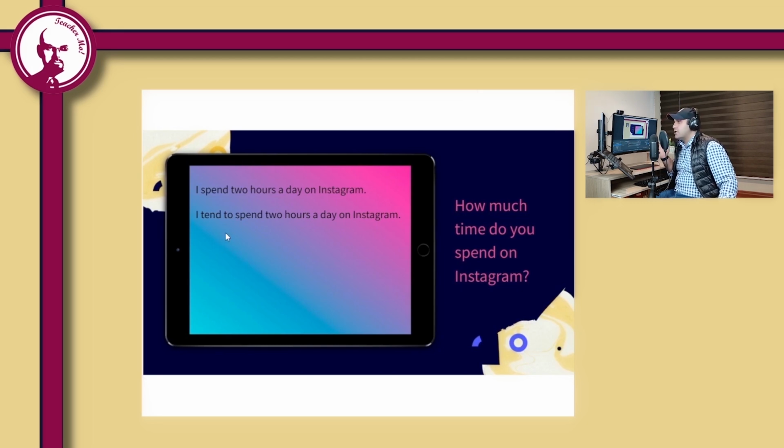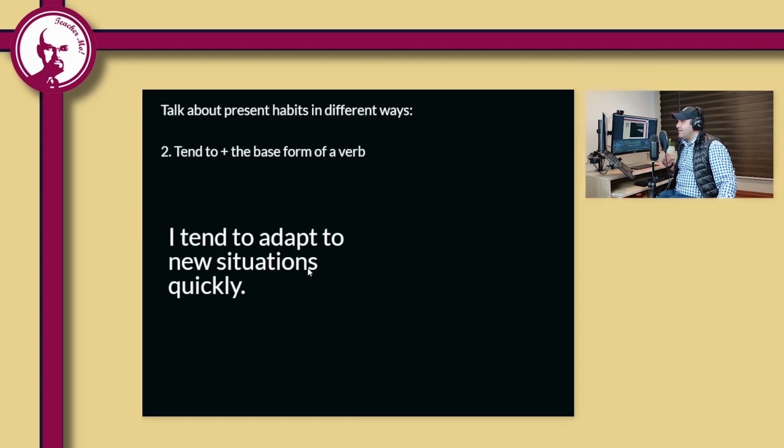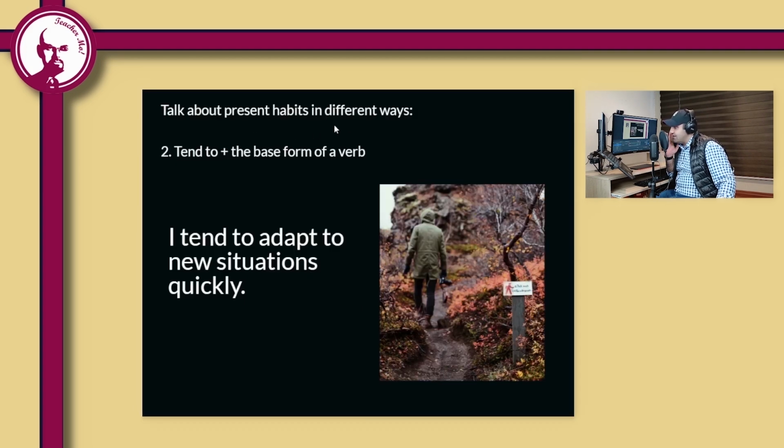I tend to spend 2 hours a day on Instagram. So what is the verb tense here? Simple present again, but what is the first verb of the sentence? Tend. We said that we can also use the verb tend to express a present habit in English. So it says talk about present habits in different ways. The second way, tend to plus the base form of a verb.